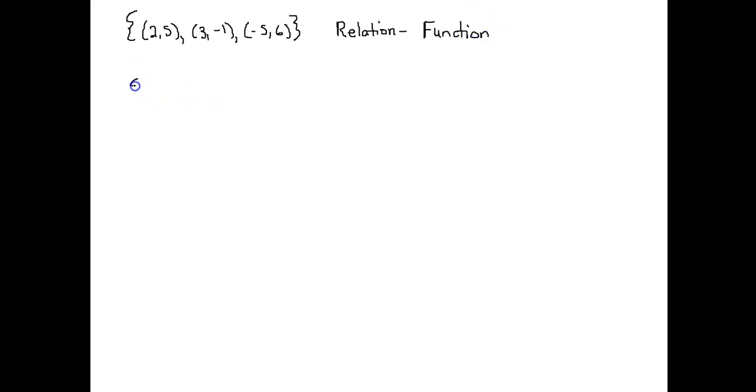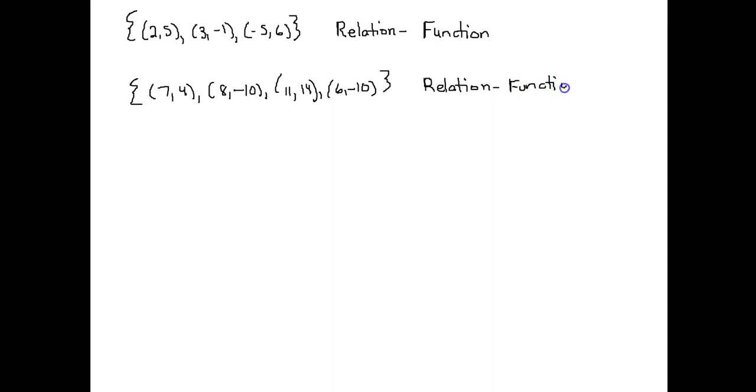If you have something like this, this relation is still a function too. And you might be like, but wait a minute, I see that -10 repeating. The -10 is a y value that repeats. That's okay. Right now we're looking at just whether the x values repeat. And the x values of 7, 8, 11, and 6 have no repeats in there.